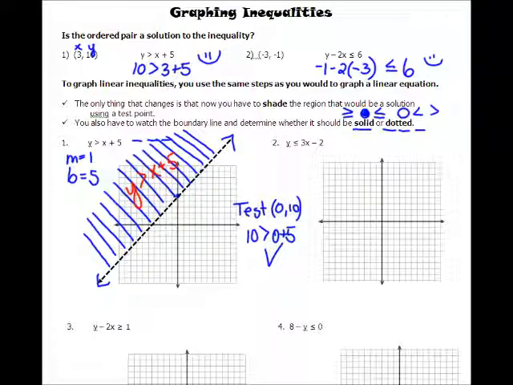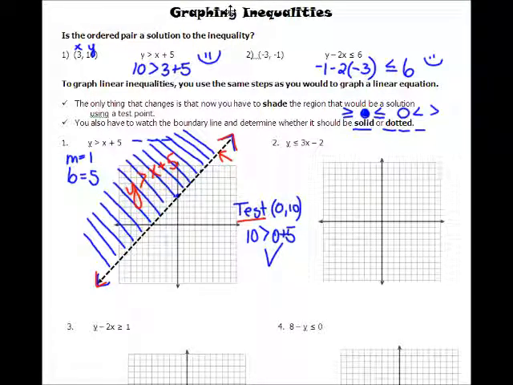So a lot of details. You got to think about which place you're shading. You got to do your test point. You got to think about, is this line dashed or solid? There's a lot of things you got to do. You got to remember to label it. Got to remember to put arrows. Okay? Let's try another one.